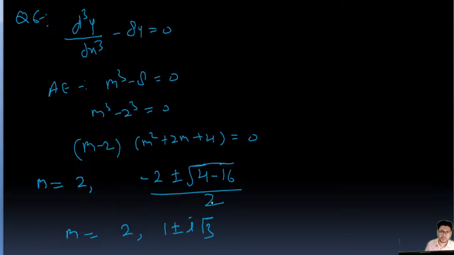Simplify it. So this is going to be 4 minus 16, which is minus 12. So this is going to be 2 i root 3 upon 2. The 2 will get cancelled. So this is going to be 1 plus minus i root 3.